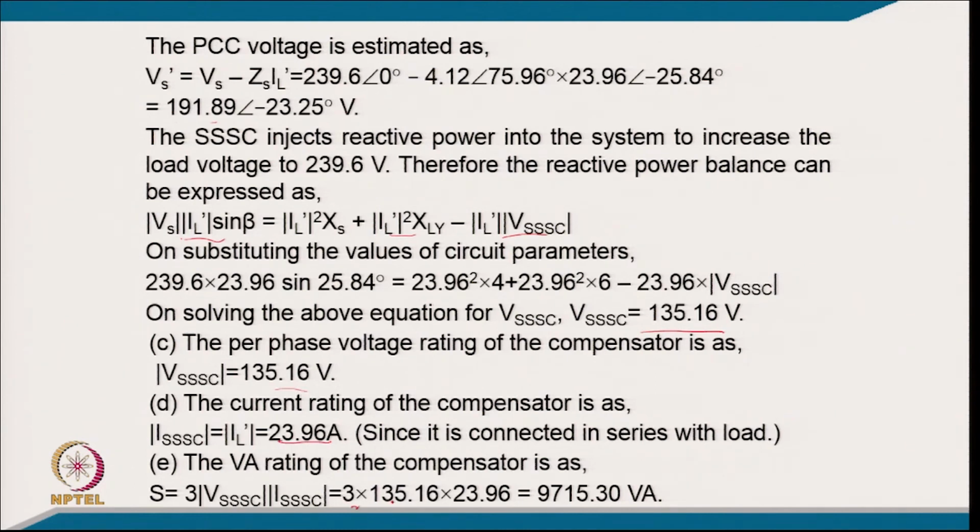So, getting the rating 3 times for 3 phase, then the voltage injected, and then the current of series. So, it comes to 9715.30 volt ampere.